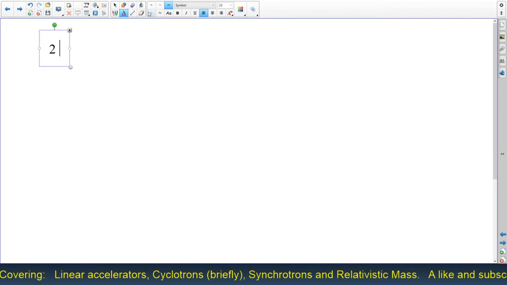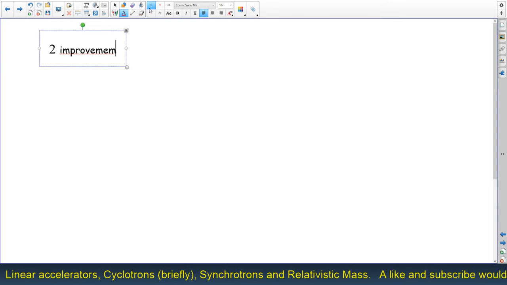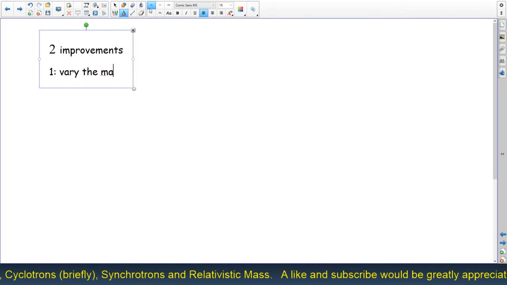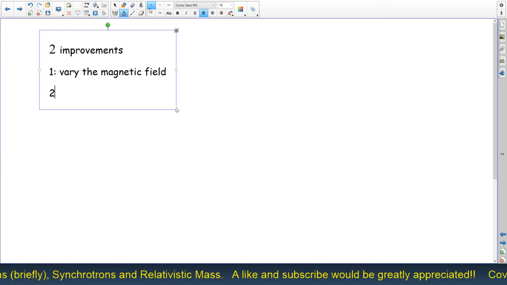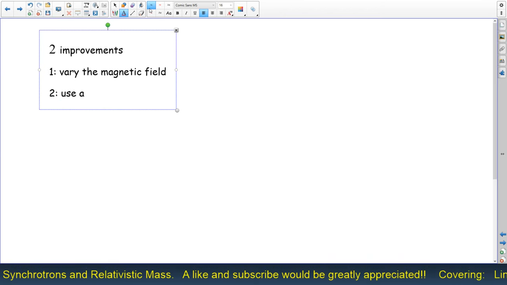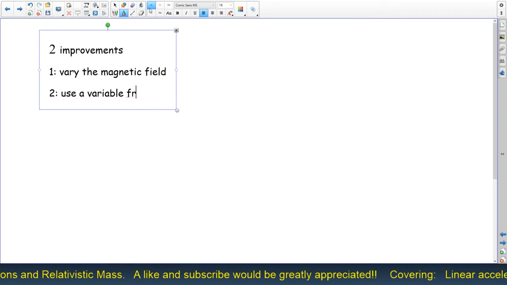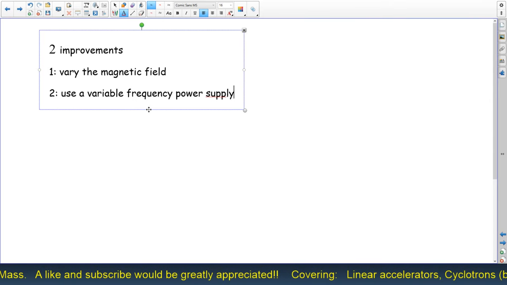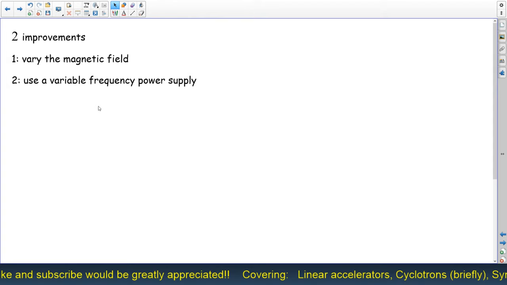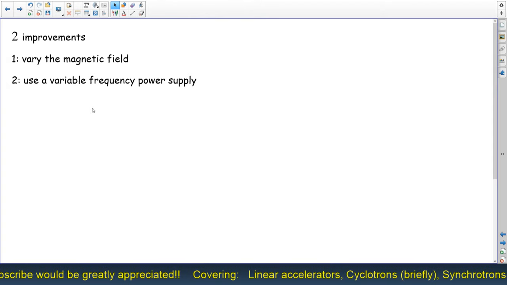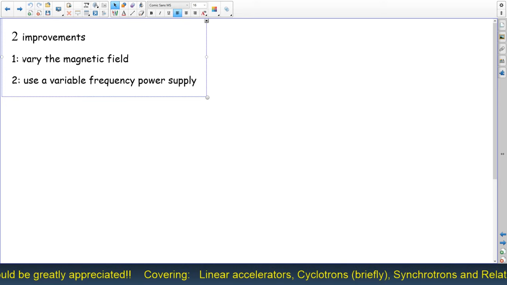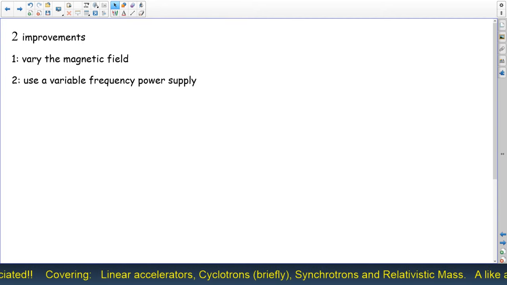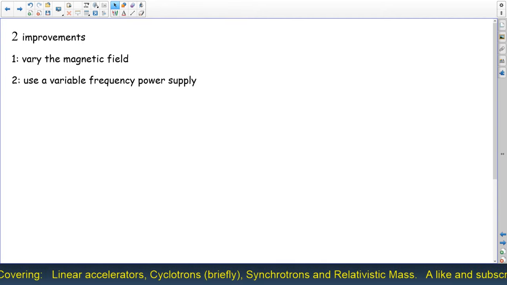So instead, we're going to make two improvements. One, we're going to vary the magnetic field. And two, we are going to use a variable frequency power supply. And that sounds easy, but it really, really isn't. Because once you get to very high speeds, the rate at which these things need to vary on any form of sensible size becomes extremely difficult to do. But it can be done.